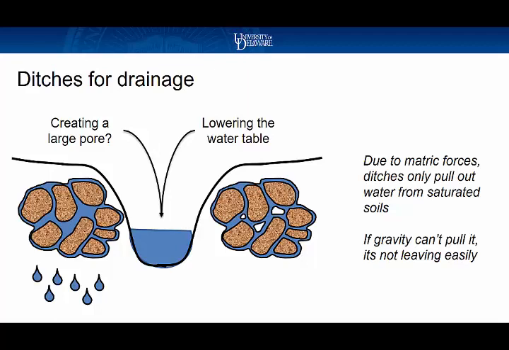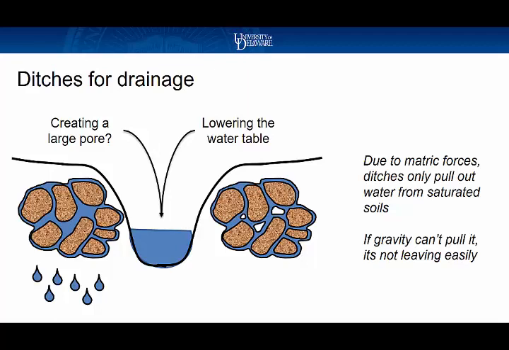The problem with a ditch is, if you think about the matrix potential of the soil, the ability of that soil to hold water, it's only going to carry off water in the saturated zone. So if you have saturation, there's too much water in the soil for it to hold. It can go into this larger pore, and then if that ditch drains off, you keep removing water. But it doesn't remove water at field capacity, which is good.